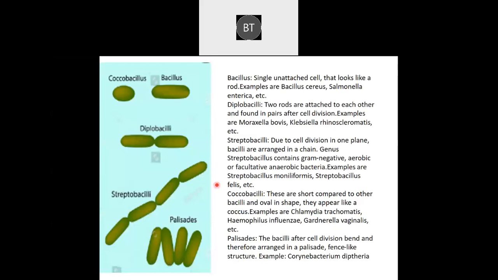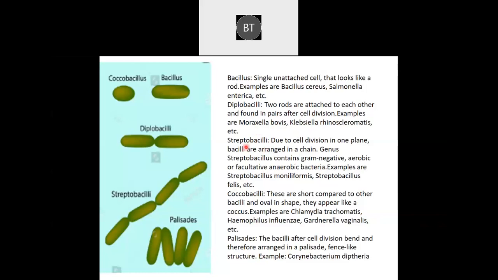Similarly, bacilli can also be classified based on their various shapes. Bacillus means single unattached cells that look like a rod. Examples are Bacillus cereus and Salmonella. Diplobacilli are two rods attached to each other and found in pairs after cell division. Examples are Moraxella and Klebsiella.